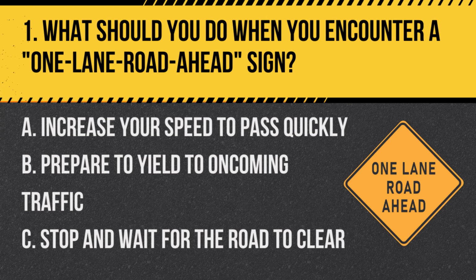Question 1. What should you do when you encounter a one-lane road ahead sign? A. Increase your speed to pass quickly. B. Prepare to yield to oncoming traffic. C. Stop and wait for the road to clear. Answer B. Prepare to yield to oncoming traffic. When encountering a one-lane road ahead sign, you should be prepared to yield to oncoming traffic as the road ahead narrows to a single lane.